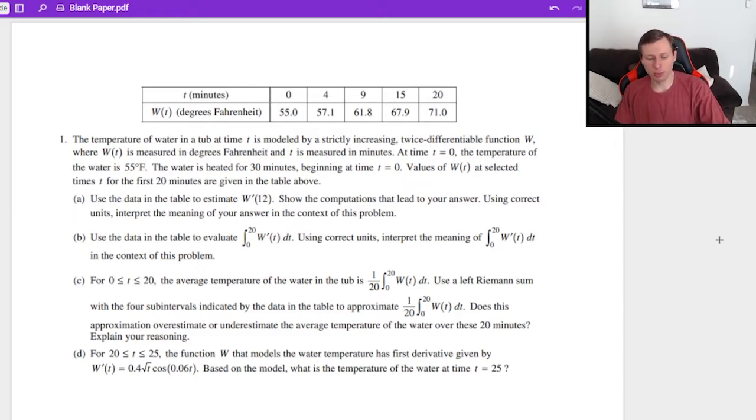And also, at some point in the problem, they will probably ask us to do a Riemann sum or a trapezoidal rule or something like that. So the first one we have today, this is number 1 from the 2012 exam. Let's go ahead and solve it.